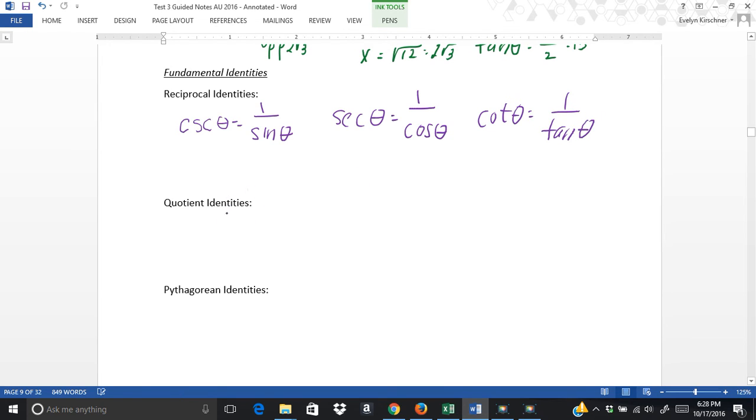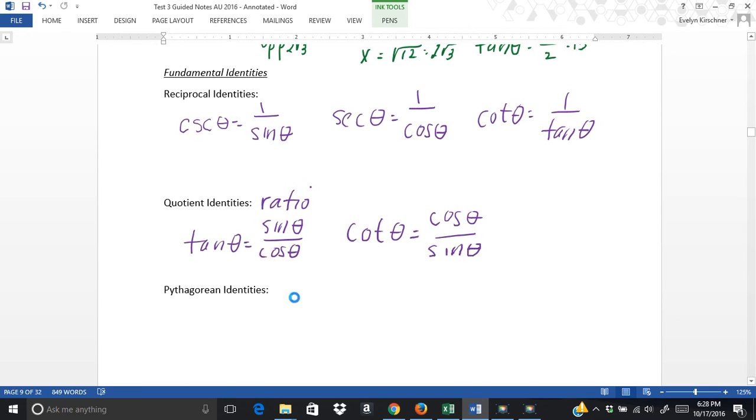The quotient identities talk about a ratio between two, and it turns out that the tangent of an angle is the same as sine over cosine, and cotangent theta is just what you think, the reciprocal, cosine over sine. The Pythagorean identities have to do with the Pythagorean theorem.